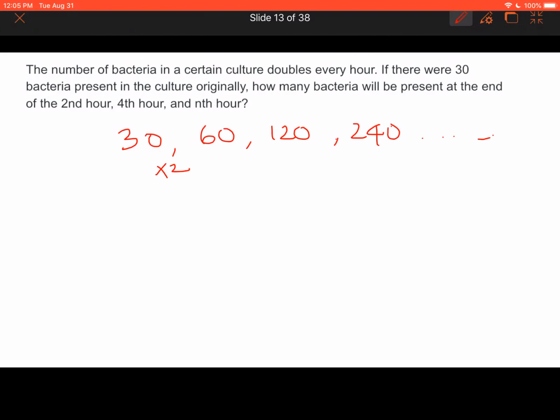Suppose they want to know the nth hour term, then what is the general formula? That is a_n equals a times r^(n-1), right? So here we know the value of a, that is 30, and r, it is 2, and n-1. This is the formula by which we can find the number of bacteria present at the nth hour.